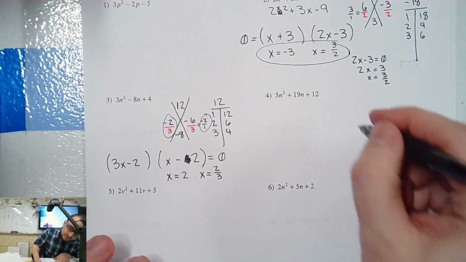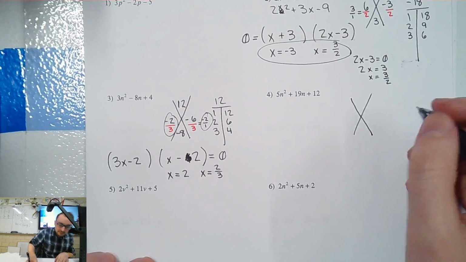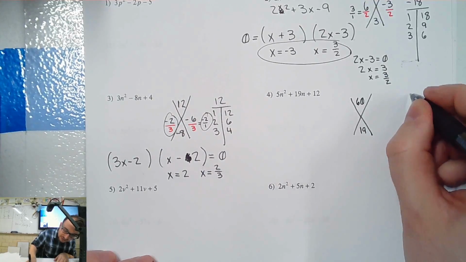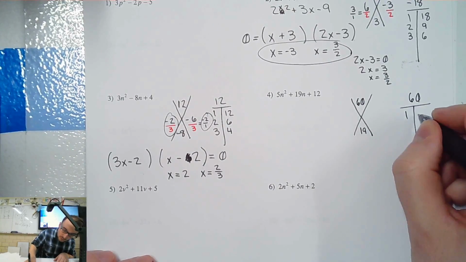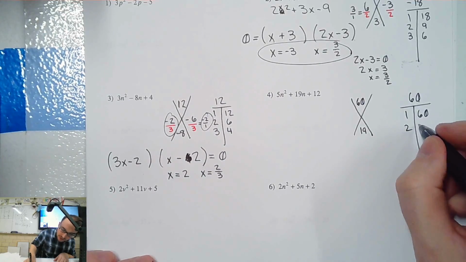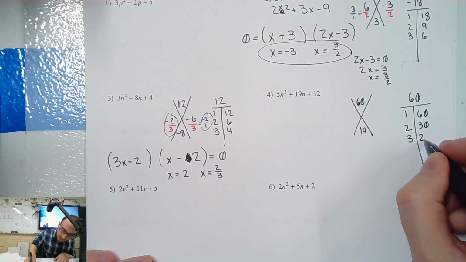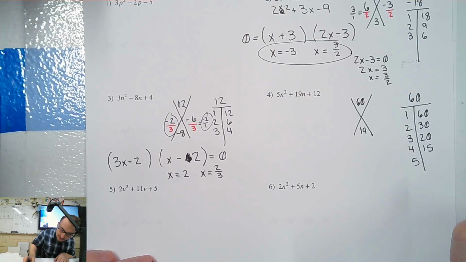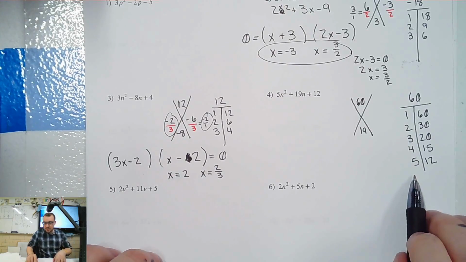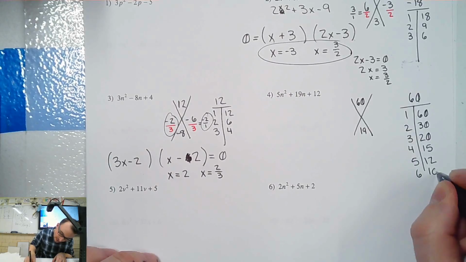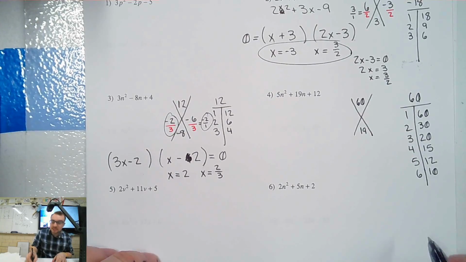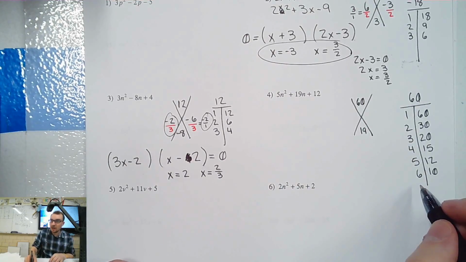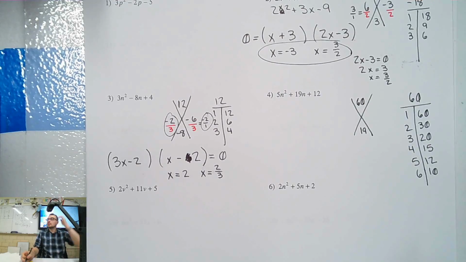Let's do number 4. What's AC? A times C. 60. 19 is B, so we need factors of 60. Yikes. 1 and 60. 2 and 30. 3 and 20, 4 and 15, 5 and 12, 6 and 10, 7, nope, 8. 8 doesn't go into 60, it goes into 64, right? 9, no, 10, there. Time to stop, right?